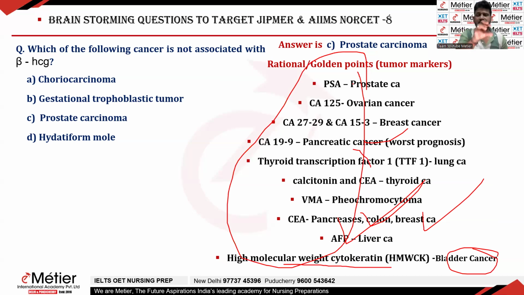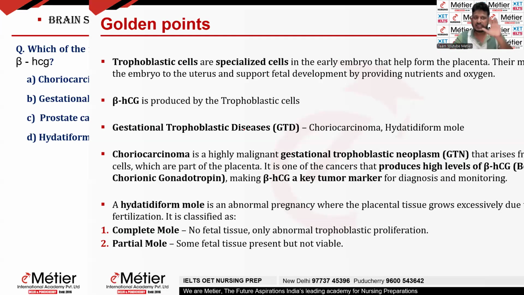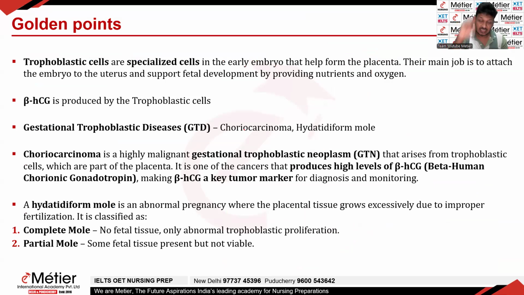The rationale of this question, that is, which of the following cancers is not associated with beta HCG? And we got the answer, that is prostate carcinoma, but we should know the rationale. For understanding the rationale, this slide is very important. In this slide, understanding the trophoblastic cell is very important.